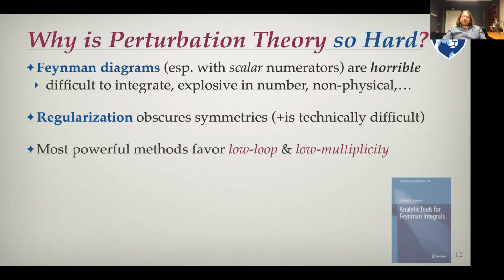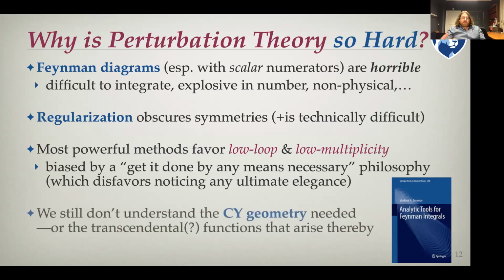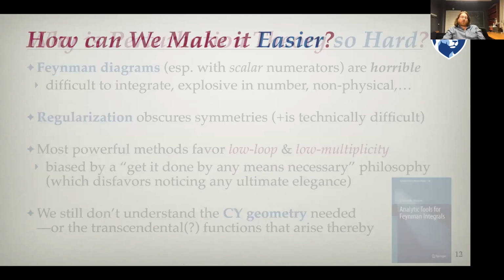The other thing is that a lot of the most powerful techniques were built with motivation for colliders and very specific applications. And so they were really optimized for extremely low loop order, or low multiplicities. And so the textbook methods that you can find aren't especially good for noticing simplicities or even trying to see that something pretty is going on. But even if you can capture everything else, the fact is we don't really understand this Calabi-Yau geometry that's needed to describe these functions. And it's natural to ask, how could we possibly make it easier?